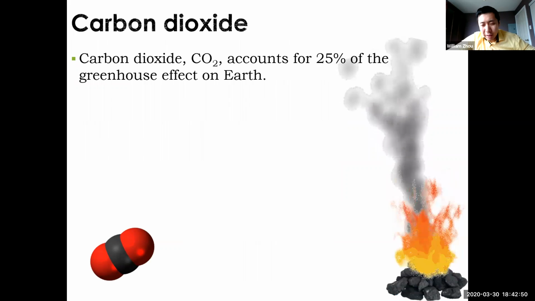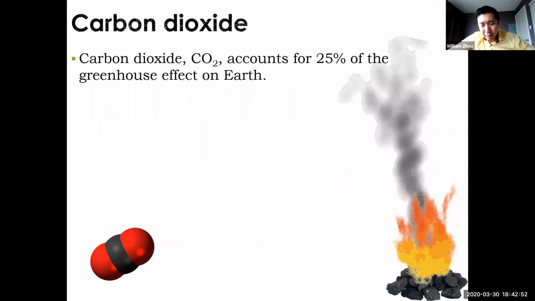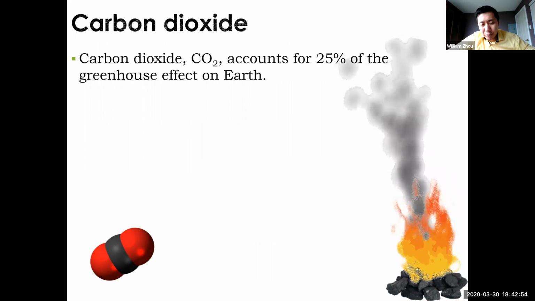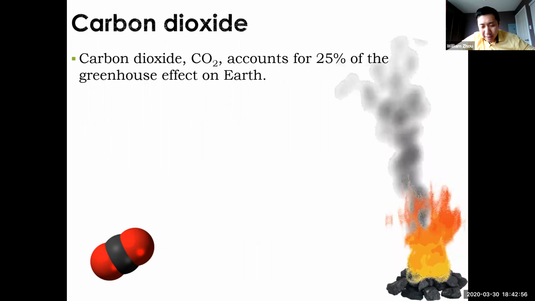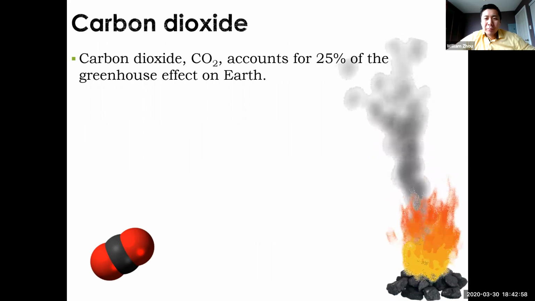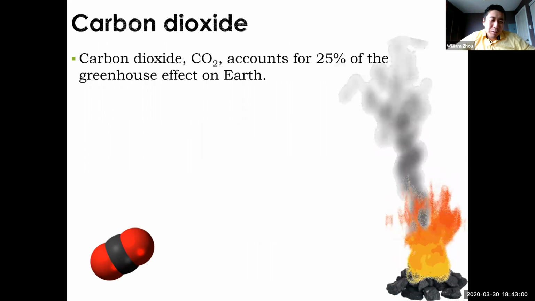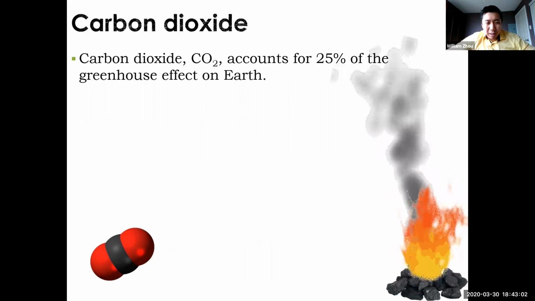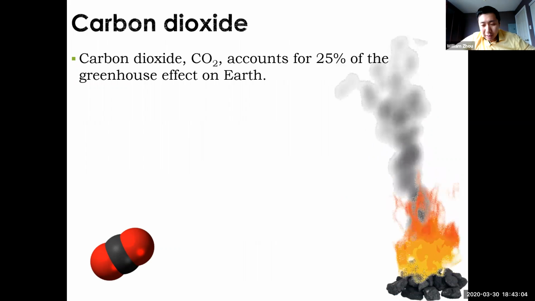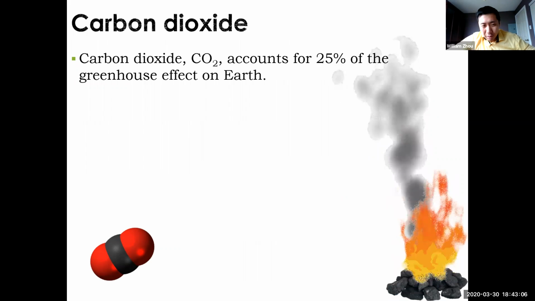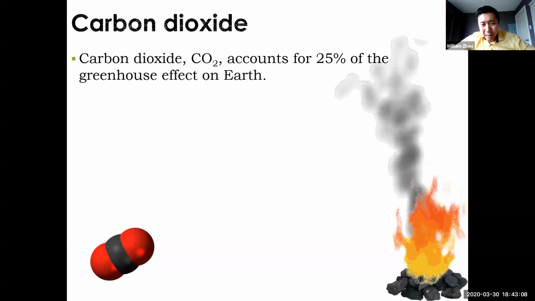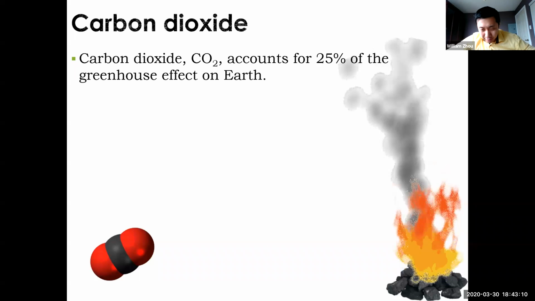So starting with the most abundant, not the most abundant, the most famous one, carbon dioxide. That's the thing on the news. The world is worried about our carbon dioxide emissions because it is a great contributor to the greenhouse effect. It accounts for around 25%.